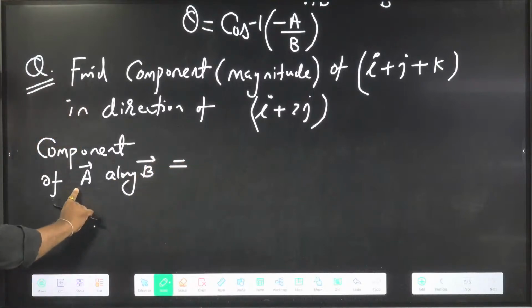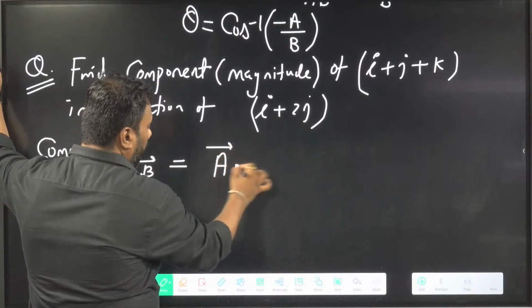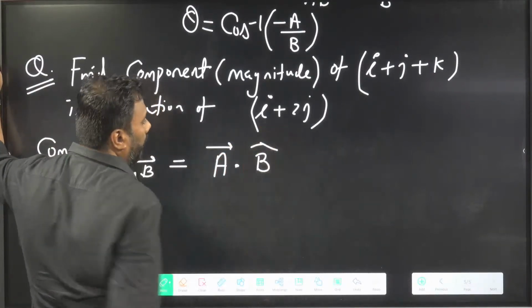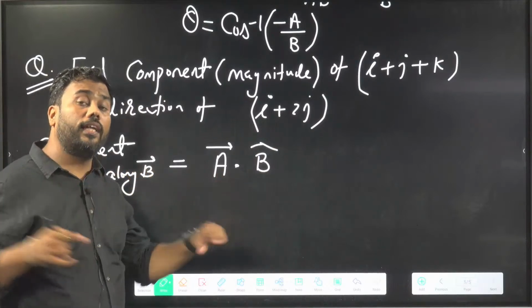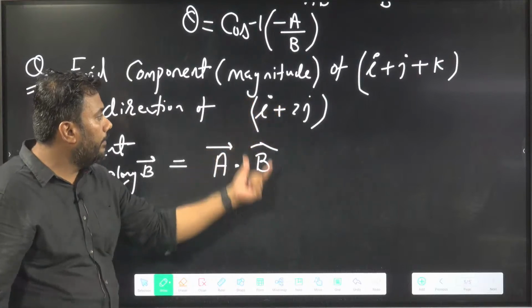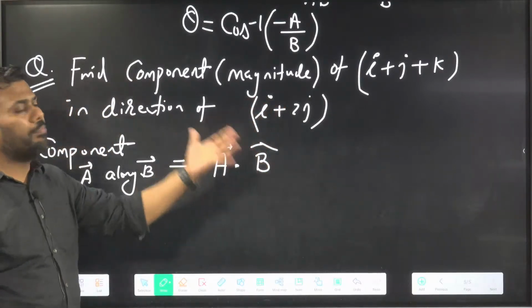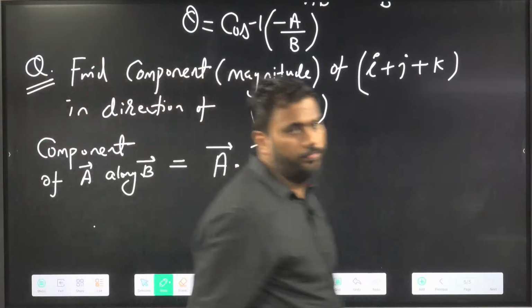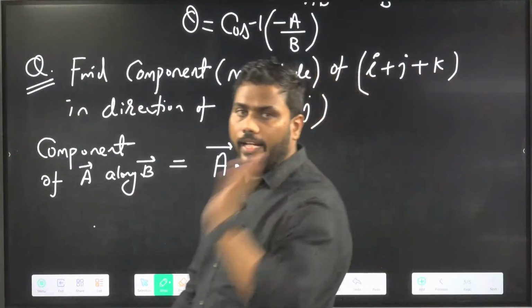I want to calculate the component of A along B. What was the formula? A vector dot B cap. I want to know the component of A in the direction of B. How can I do it? I will take B cap, which is the unit vector in the direction of B, and take the dot product with A. A vector dot B cap gives me the component of A in the direction of B.